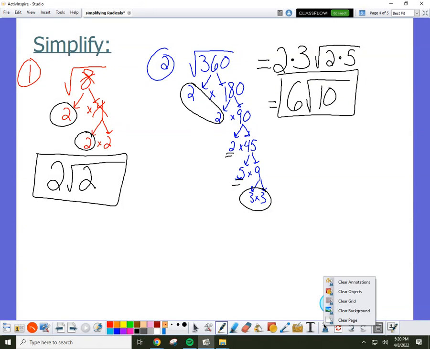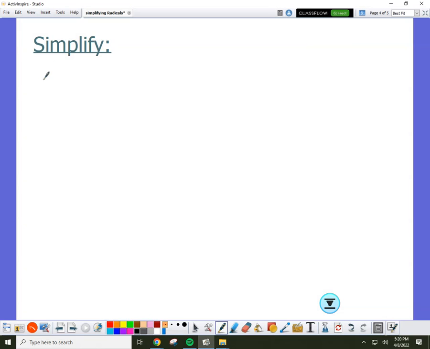One more. What if I had -5 already pulled out of here, and then the square root of 132? And I'm asking you to simplify. Okay, I see that this one is still even, so I definitely can multiply by 2 to get something. Okay, 2 times 66 gives us 132, but 66 is not done yet. So I have 2 times 3 times 33.